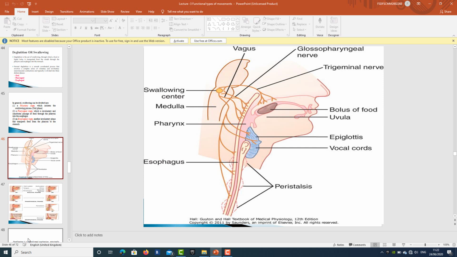See, this diagram is very important, which is showing the swallowing center, nerve supply, swallowing center, and peristalsis.